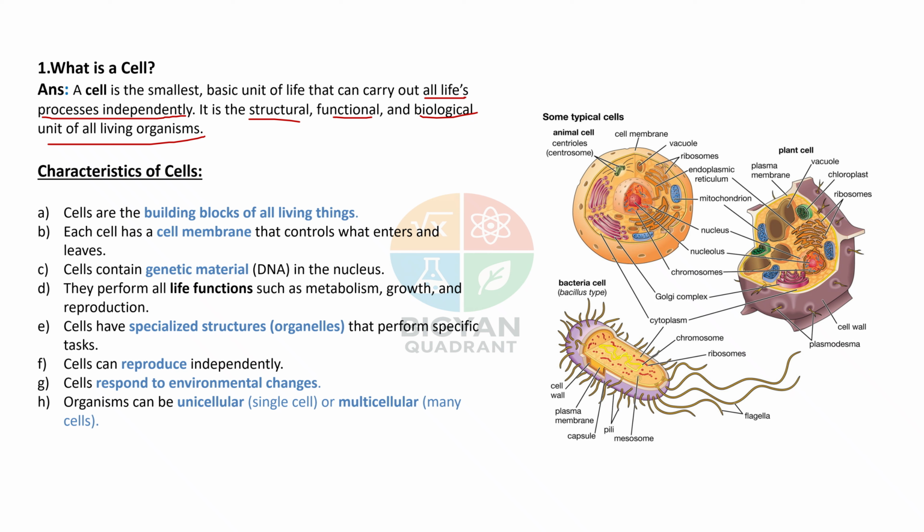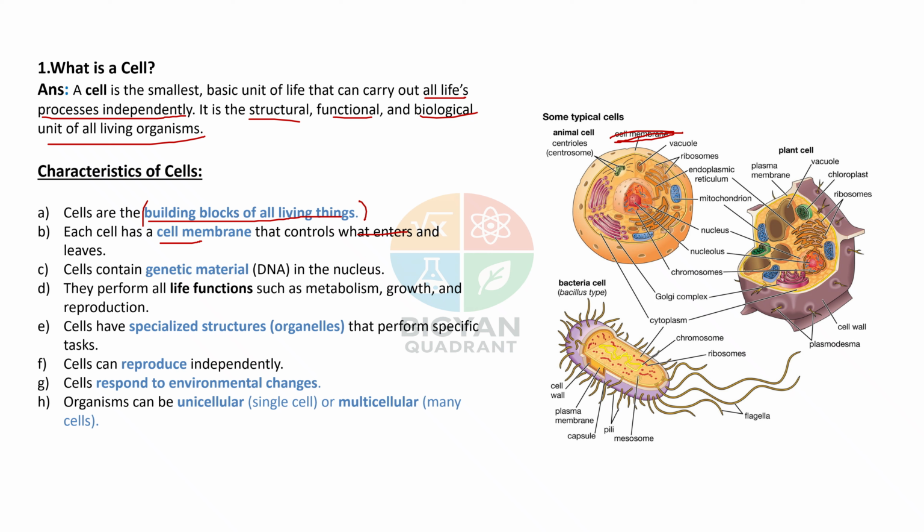The cells are the building blocks of all living things. I have told you earlier that it is the building block of all living things, and the cell has a cell membrane that controls what enters the cell and what leaves the cell. Like there in the animal cell, here is the cell membrane.